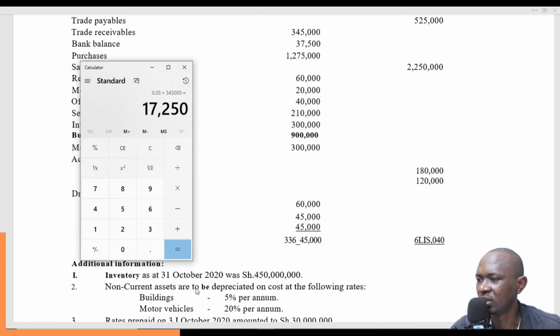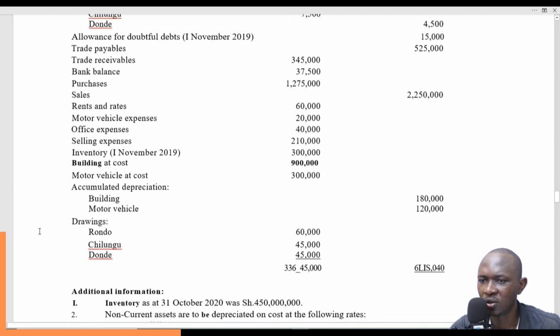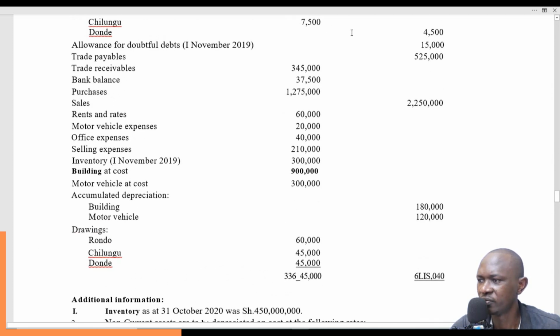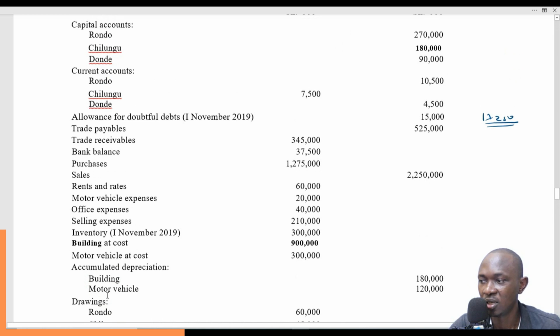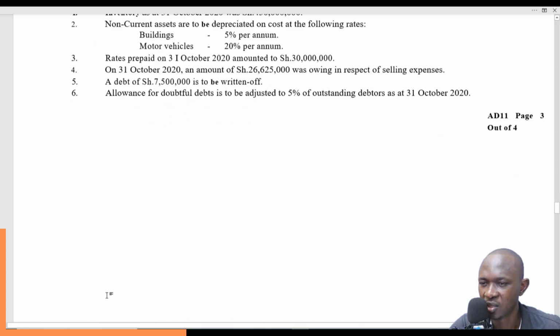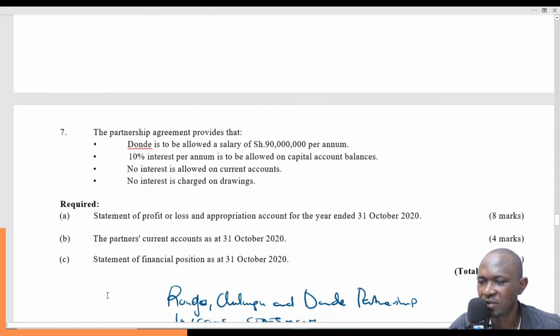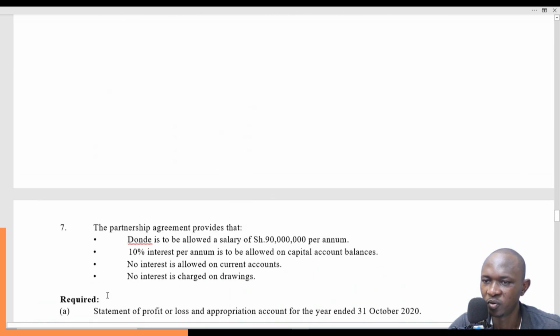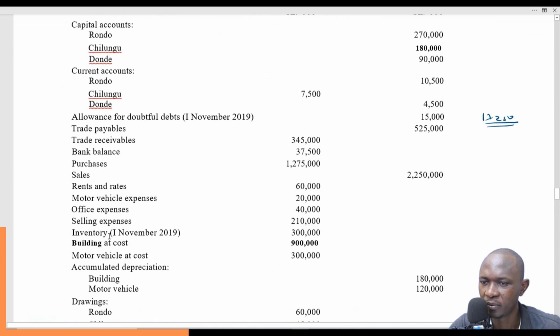What was the original allowance for bad and doubtful debts? 15,000. And now it's 17,250. So this is an increase, so it doesn't qualify for income and gains. It is actually an expense. It will come under expenses and losses. So that means there's no income and gain. Let's move to expenses and losses.